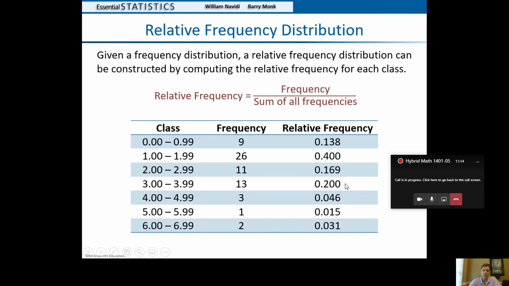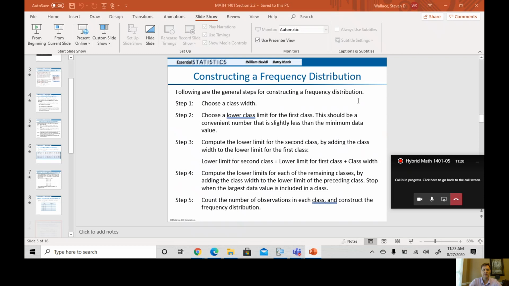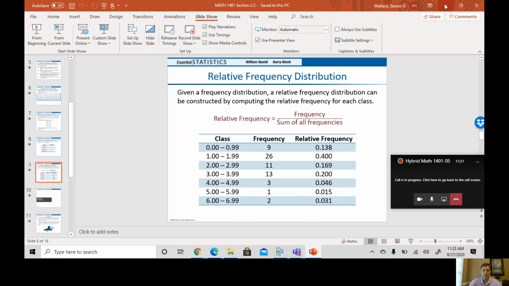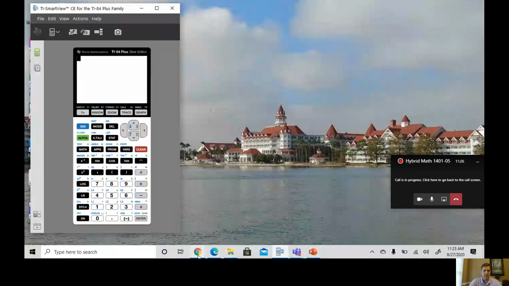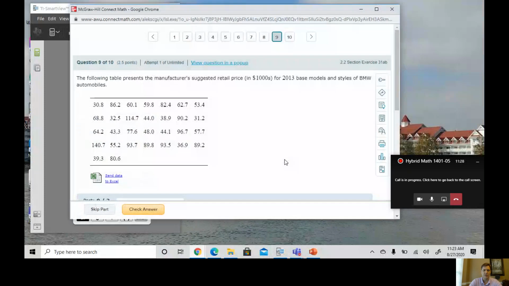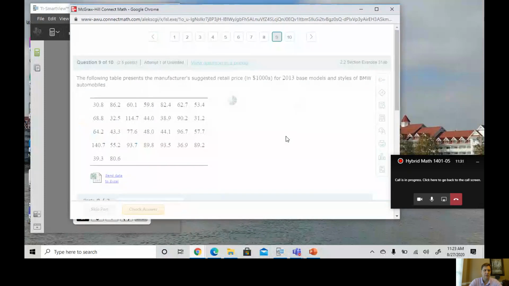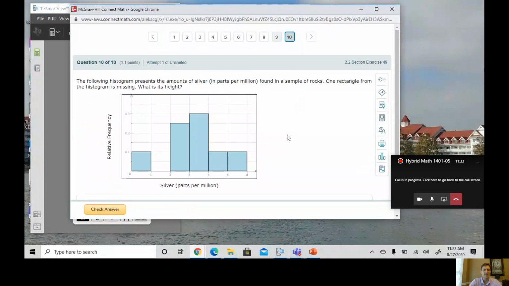So what is the total relative frequency? That's always 1. And there's actually an important problem in your homework where that knowledge is necessary. So I think it might be this one. Is it? Yes. Okay. So here, this is a relative frequency histogram.